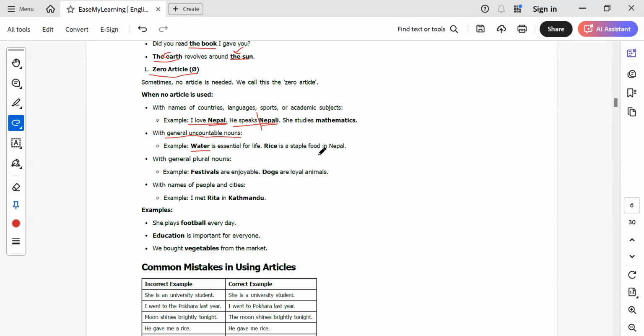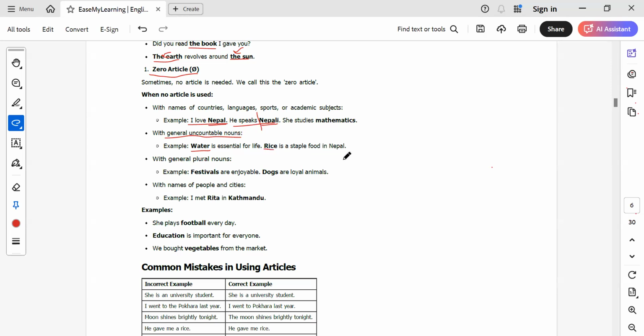Now your question can be, why shouldn't we use a or an? We are not saying a type of water is essential for life. We are saying water in general is essential for life. We all need to drink water, otherwise we will not be able to live. So we do not use any article before water because we are using it in a very general way. We are not specifying which water we are using. If I say bring that glass of water, then I'm telling you about that specific glass.